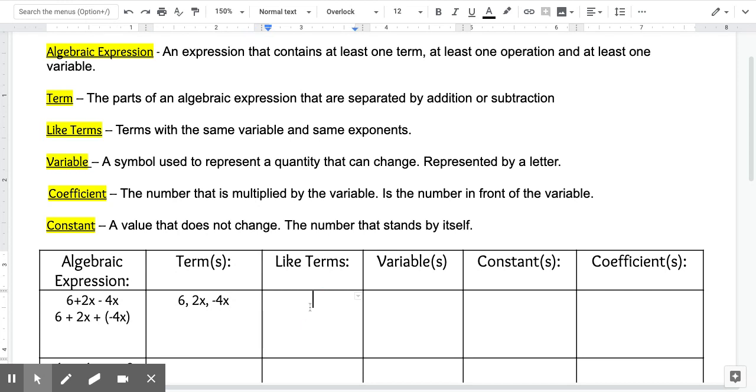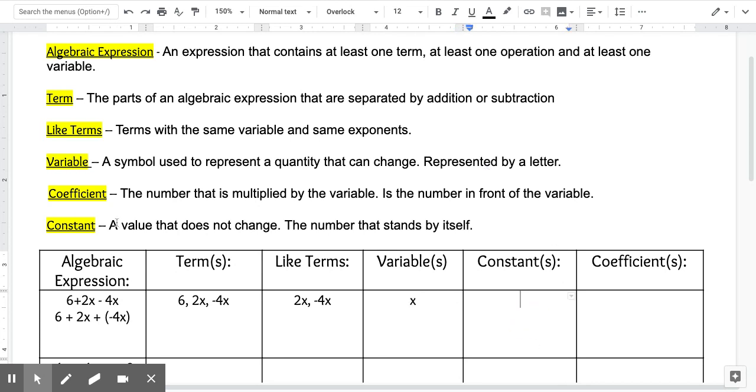What are my like terms? My like terms are terms that have the same variable and same exponent. So 2x is my like term, and negative 4x is my like term. So make sure you include the negative if it's a negative. What are my variables? A variable is a letter that represents an unknown number. So that means x is my variable.